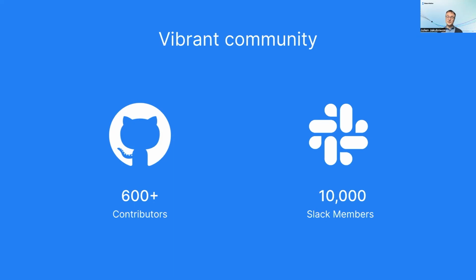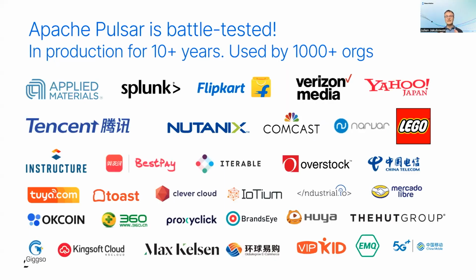Some data on the Pulsar open source community. There are more than 600 contributors to Pulsar, and there are more contributing to the ecosystem surrounding Pulsar. And you can discuss with the community on Slack. The number of Slack members has reached 10,000, so many people can help you. Additionally, there are now thousands of organizations using Pulsar. And it's worth mentioning that Pulsar has been in production for over 10 years now. This means that it's battle tested. It's proven to be robust and mature.